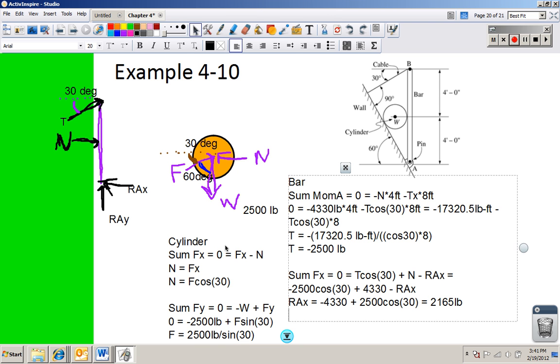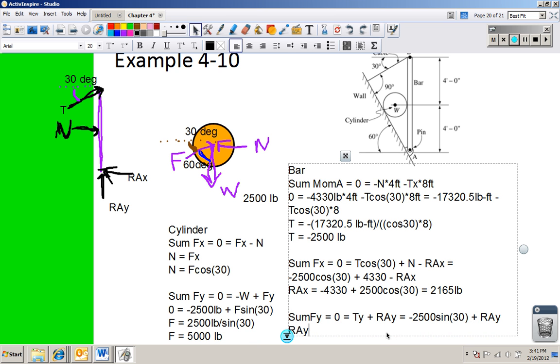2,165 pounds. Okay, now we do the sum of the forces in y, because all we don't know is R_Ay right now. And that's equal to zero because we're at equilibrium, right? And the y forces are T_y and R_Ay, right? So we have T_y, based on how we drew it, plus R_Ay, which is equal to negative 2,500 sine 30 plus R_Ay. So we have R_Ay is equal to 1,250 pounds.